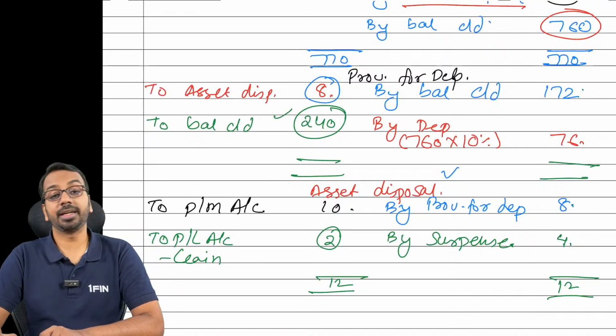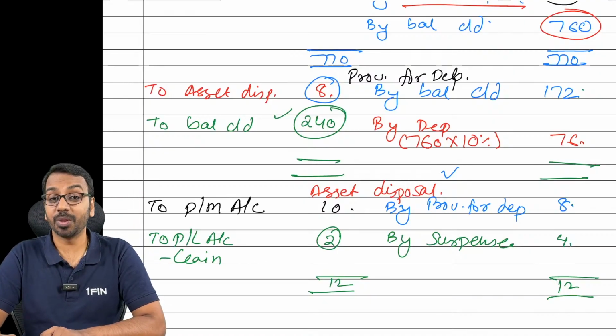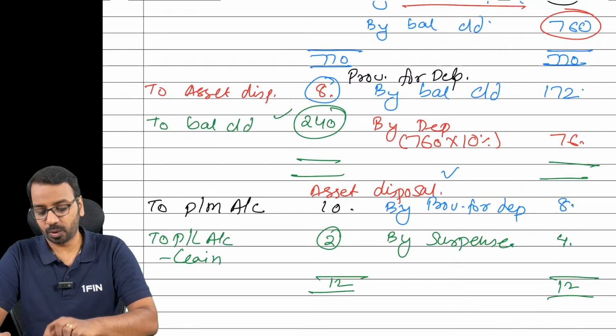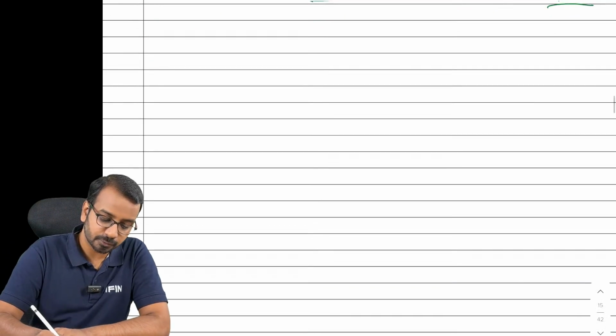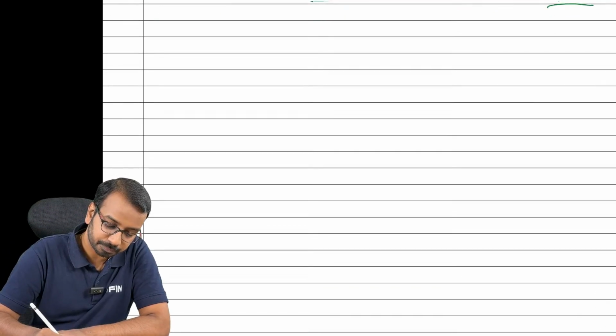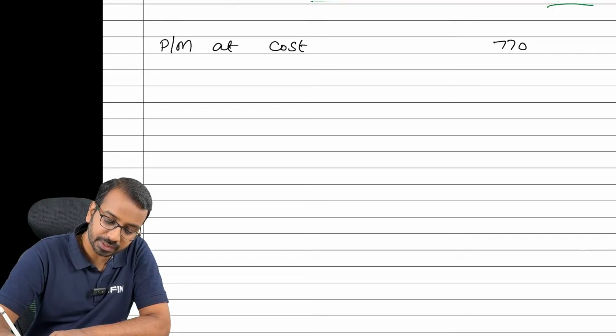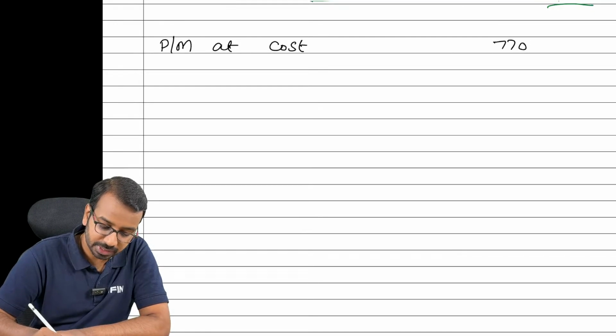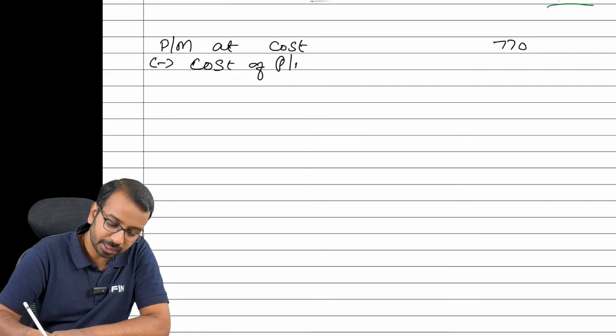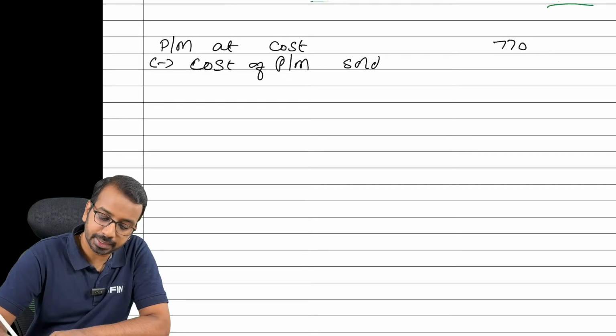Where will we take this 240? In the balance sheet, we will reduce it from the plant and machinery account. This is one way. The other way to compute is plant and machinery at cost 770. Okay. Plant and machinery at cost 770 less cost of plant and machinery sold 10.